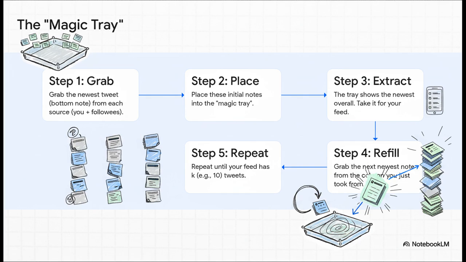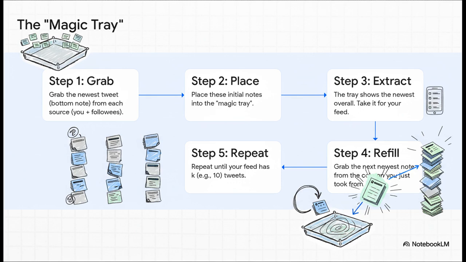Okay, step 1. You go to your own column and the columns of everyone you follow, and you just grab the newest note, the one at the very bottom of each. You take all those notes and you place them into this magic tray. Now here's the cool part. The tray automatically just shows you the single newest note out of that whole bunch. So you take that one out, that's the first item for your feed. Then you just go back to the column that note came from, you grab the next newest one from that same column, and you put it back in the tray. And again, the tray shows you the newest one overall.